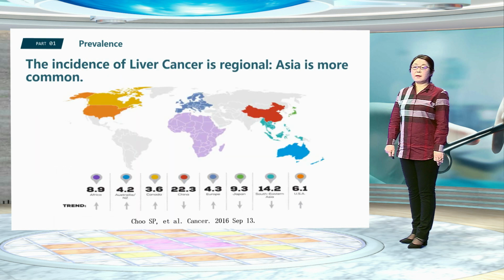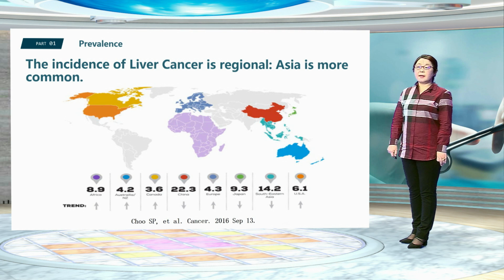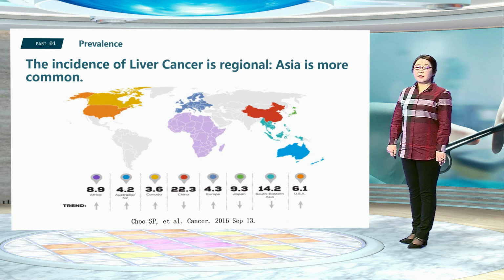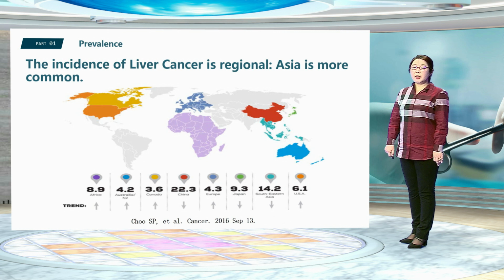Liver cancers occur all over the world, mainly in Asia-Pacific coast, Southeast Asia. The incidence is different in all parts of the world. It is 22.3 per 100,000 persons in China, and 14.2 per 100,000 persons in Southeast Asia. But it is only 4.2 per 100,000 in Australia and 6.1 per 100,000 persons in USA. So the incidence is very different in all parts of the world.